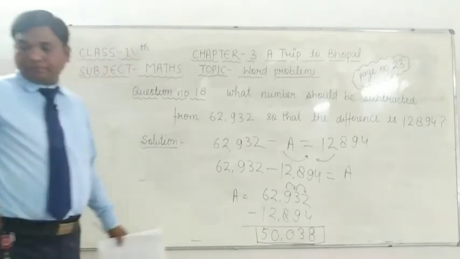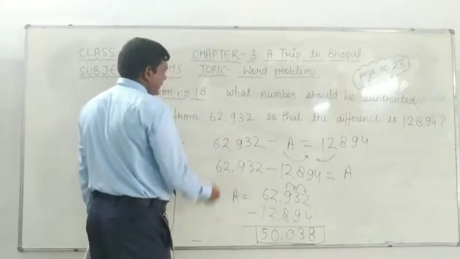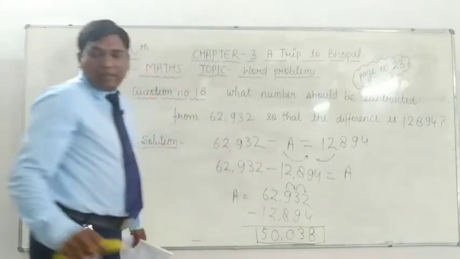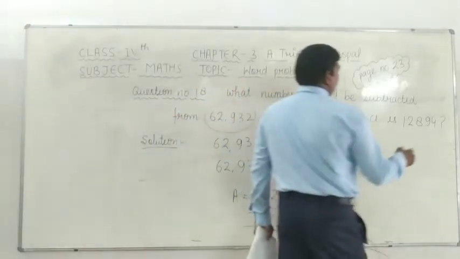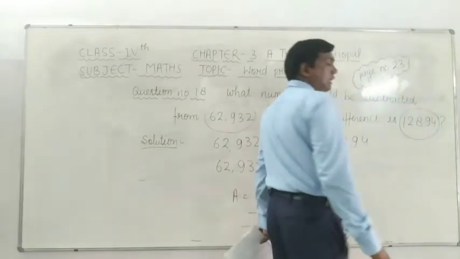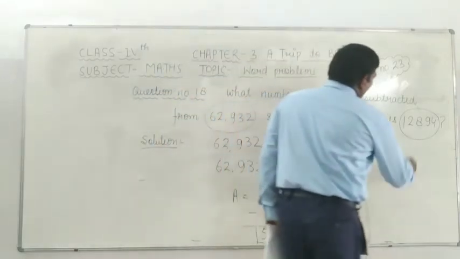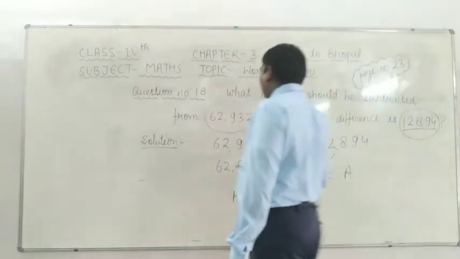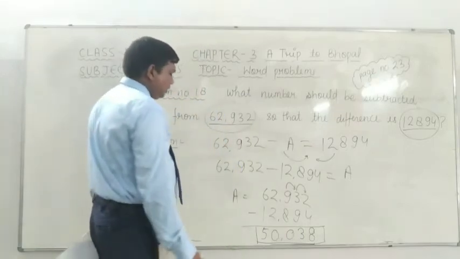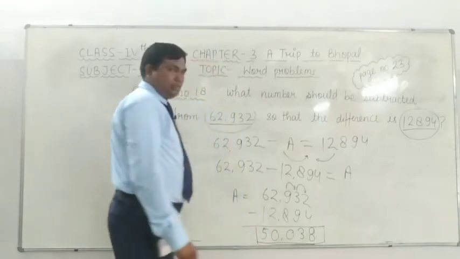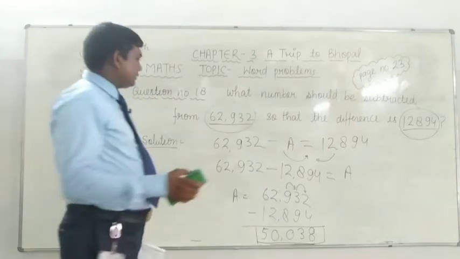Okay, next question. Dear students, look at here carefully. I repeat this question again. If we have to subtract this and this, then we get the answer of this question. Understand? It means that if we have to subtract 12,894 from 62,932, then we get the answer of this question. Clear? Okay. Now read this.